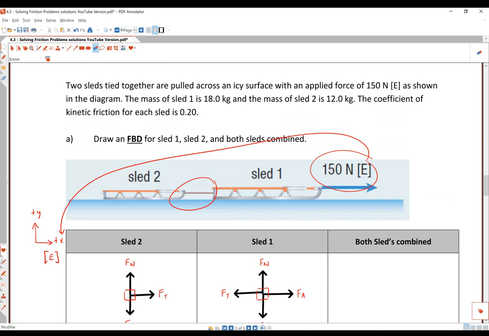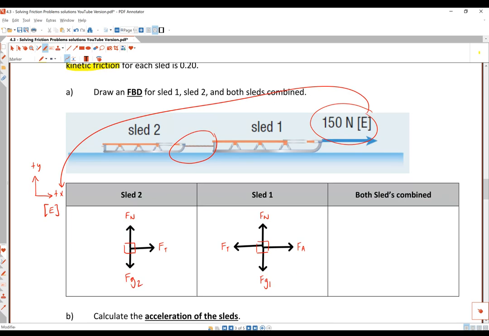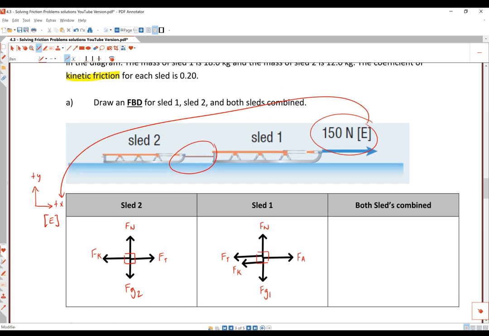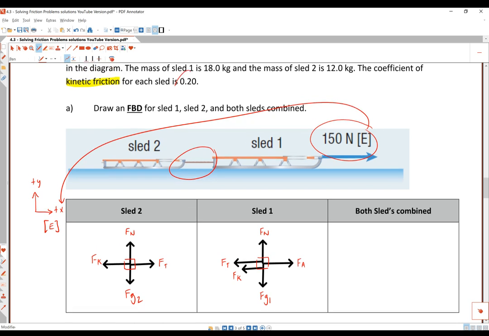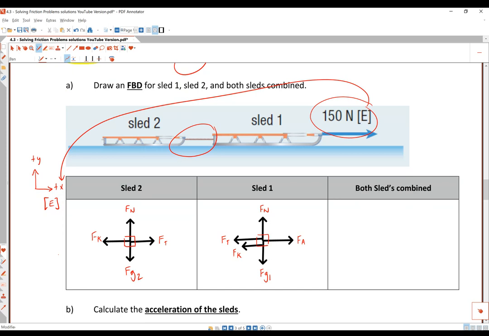Now, this question is unique compared to chapter 3 because there is kinetic friction that is present in these case scenarios. So for both sleds, there is going to be a kinetic friction that is going in the opposite direction of motion. So we're going to label these as F kinetic. And again, we don't have to label them as 1 or 2 because both of them experience the coefficient of friction of 0.20. It's not like they're on different surfaces, they're on the same surface of ice.